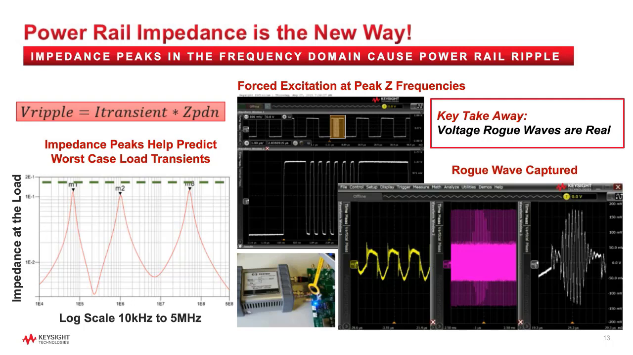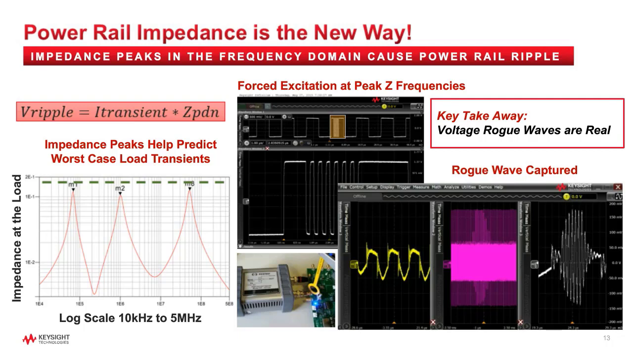However, what happens if the second impedance peak frequency is excited at the maximum of the forced response of the first frequency, and then the third impedance peak frequency is excited at the maximum of the first 2? Just like 2 ocean waves lining up together to create a much larger rogue wave, the same thing can happen on the power rail, and multiple resonances can line up to create a rogue voltage wave.